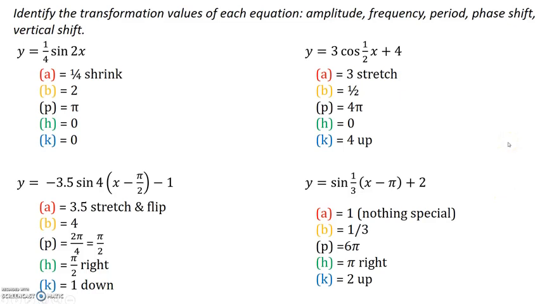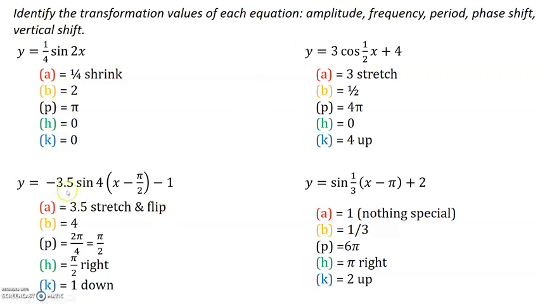Did you get A is 1/4, shrink, B is 2, then for our period is pi. There is no horizontal shift or no phase shift, and there is no vertical shift for the first example here. Then over here, we have y equals 3 cosine 1/2 x plus 4. So our amplitude is a stretch, and it's 3. Our b value is 1/2. We use the equation p times b equals 2 pi to get 4 pi. And then there's no phase shift, and it is going up by 4.